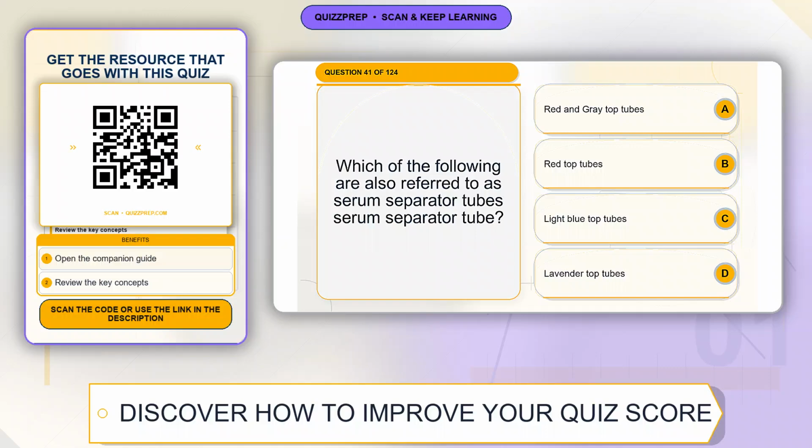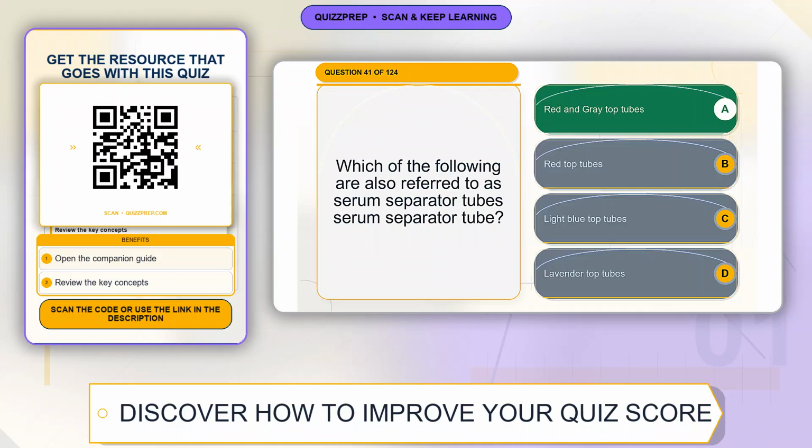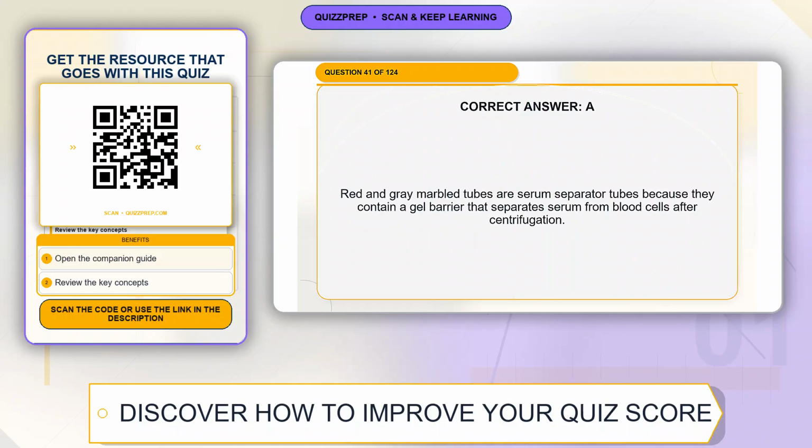Question 41. Which of the following are also referred to as serum separator tubes? Option A, red and gray top tubes. Option B, red top tubes. Option C, light blue top tubes. Option D, lavender top tubes. The correct answer is option A, red and gray top tubes. Explanation. Red and gray marbled tubes are serum separator tubes because they contain a gel barrier that separates serum from blood cells after centrifugation.